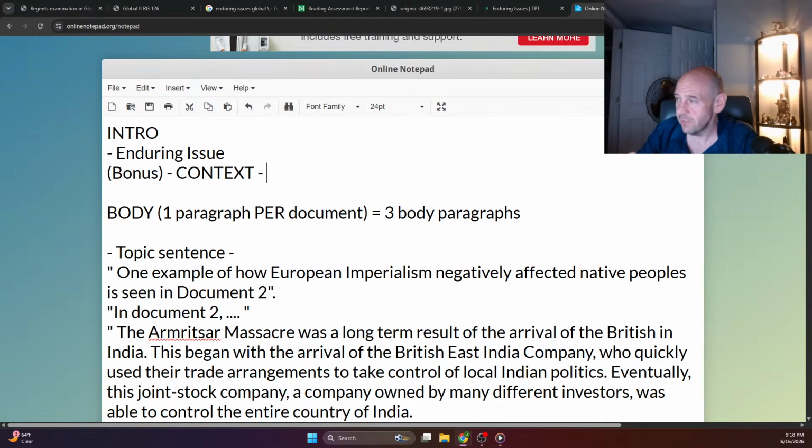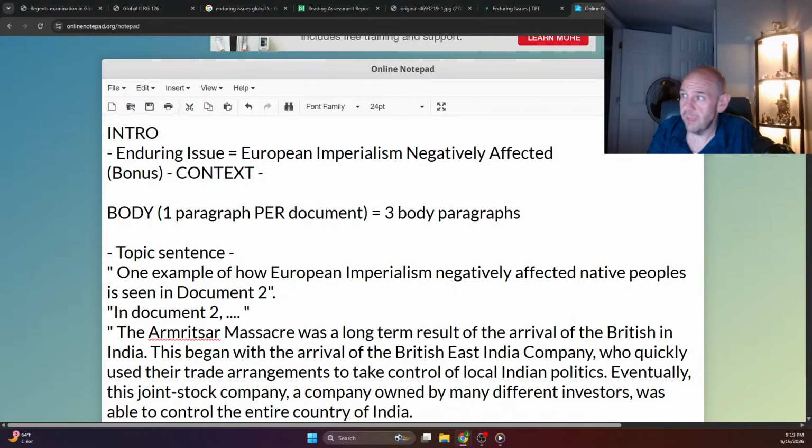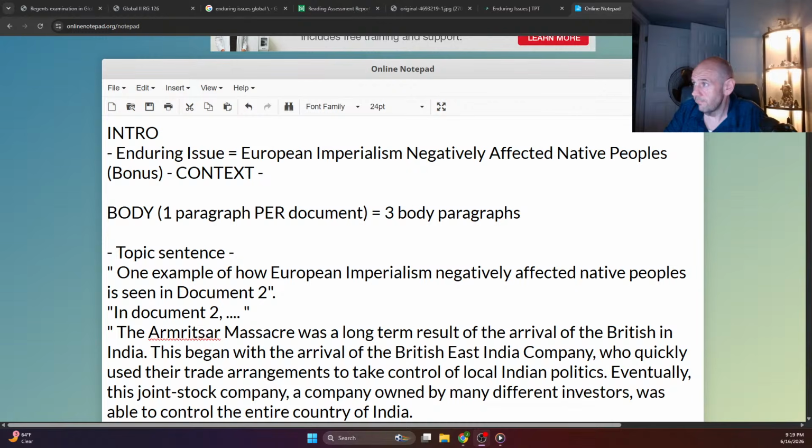It works on context. So if you have an enduring issue, I'm going to go back to what we made up before, where I said European imperialism negatively affected Native peoples. You should not use all capitals. I'm doing this for the sake of making it clear here. My big head's in the way. Hang on. There. Okay. So, European imperialism negatively affected Native peoples. And that is going to be my enduring issue.